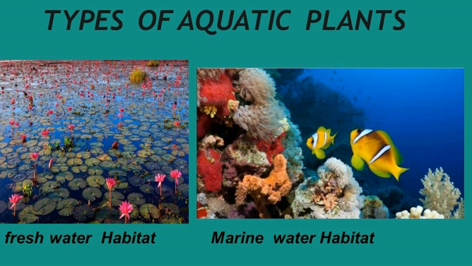Of the two types of habitat, we are first going to see aquatic plants: freshwater habitat and marine water habitat. The first picture is a freshwater habitat and the second picture is a marine water habitat. First, freshwater habitat. Rivers, lakes, ponds and pools are freshwater habitats. In these plants, roots are very much reduced in size. Stem and leaves have air chambers that allow aquatic plants to float in water. The second one is marine water habitat.